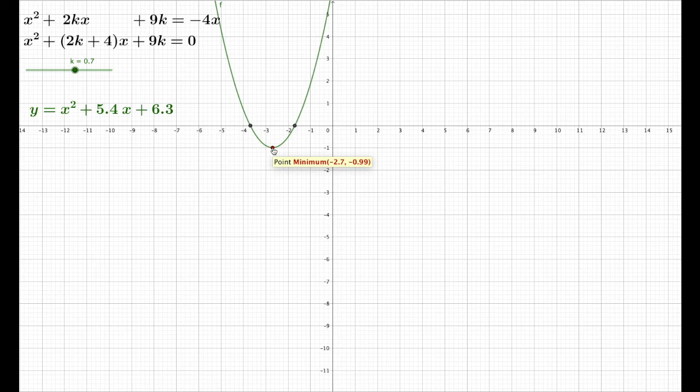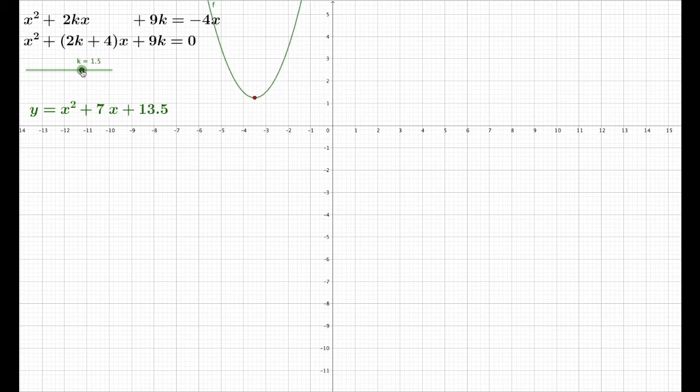Because this is a positive quadratic, a U shape rather than an upside-down U, or an N, I think it said in the question, if this point is below the x-axis, then we're going to have two roots. If it's on the x-axis, we have one root, and if it's above the x-axis, we have no roots. So we could say in this question that if the y value of the minimum is below 0, then we'll have two roots.